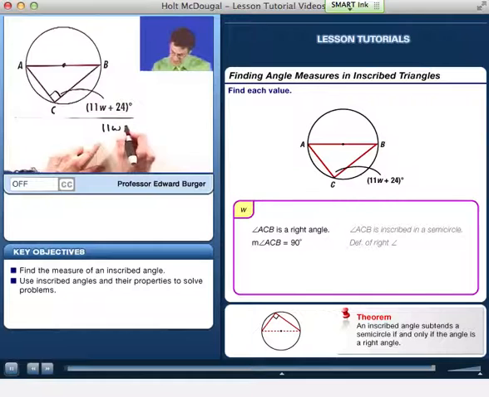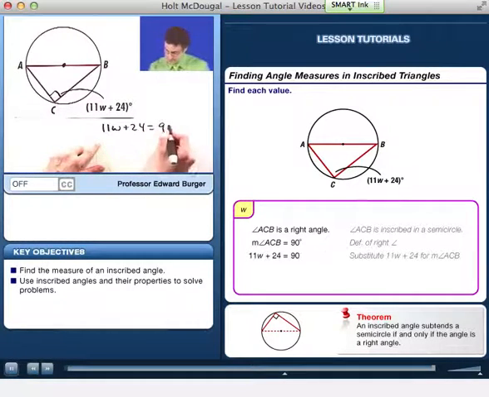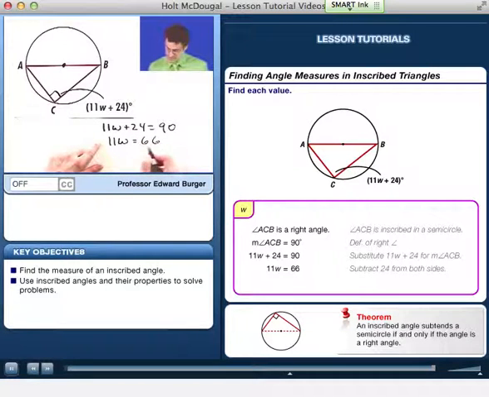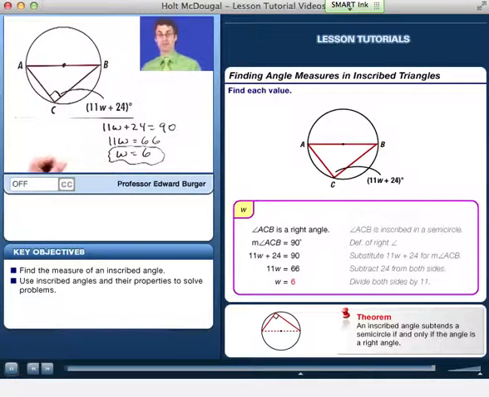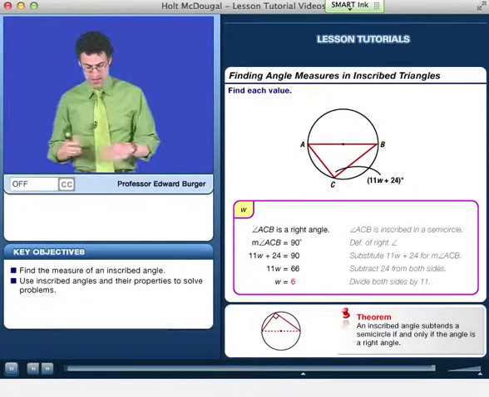Love this theorem. So if we subtract 24, I see 11W equals 66. And so W, when I divide through by 11, equals 6. And so therefore, W equals 6. And that was the question. Find W. W is 6. Isn't that great? Let's look at another example.